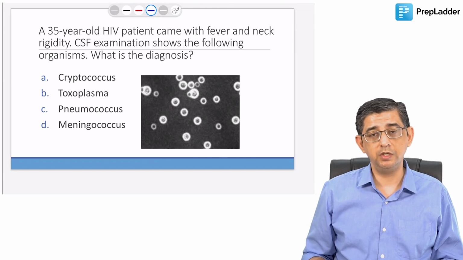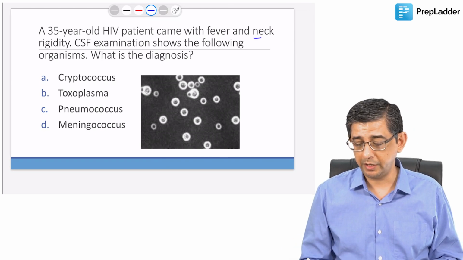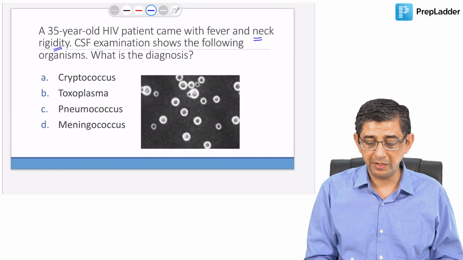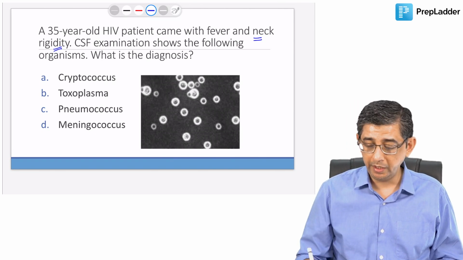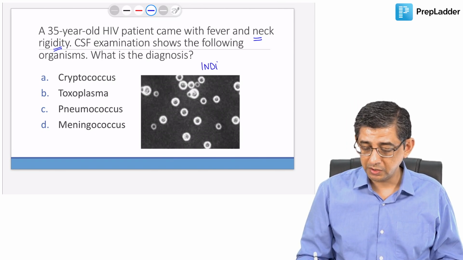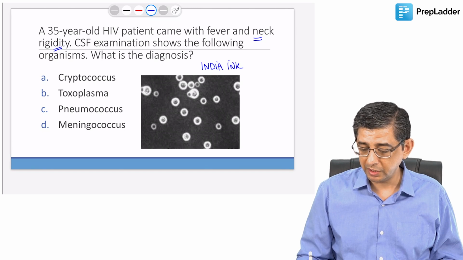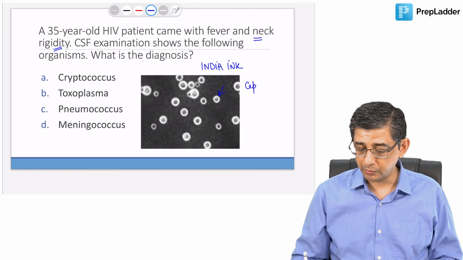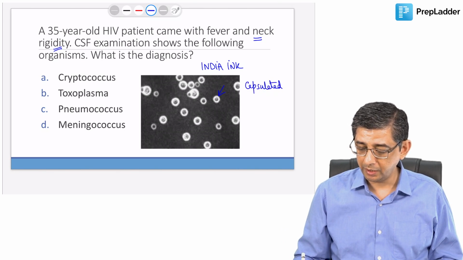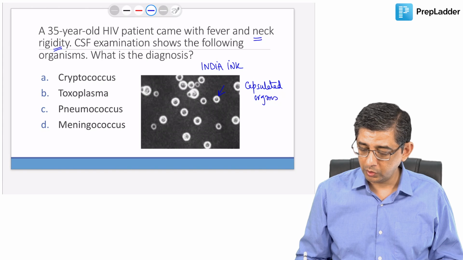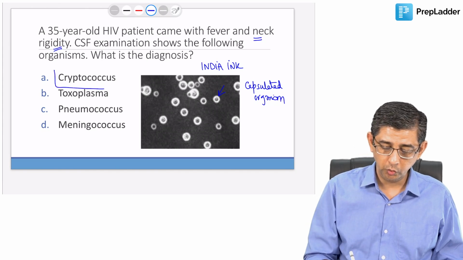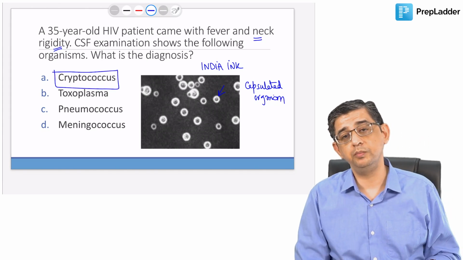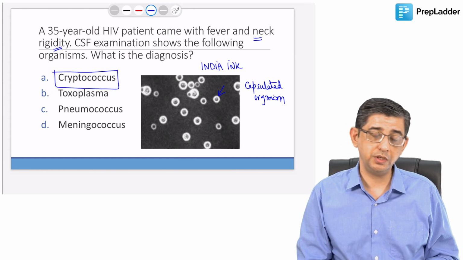AIDS positive patient with features of meningeal irritation, neck rigidity present tells you about fungal meningitis. You can see the India ink preparation here. You can see the capsule. You can see that there is a definitive shadow of the capsule. So we are talking about a capsulated organism on India ink, and that's gonna be Cryptococcus neoformans, and you are gonna give liposomal amphotericin B for this condition. The answer to this question is option number A.